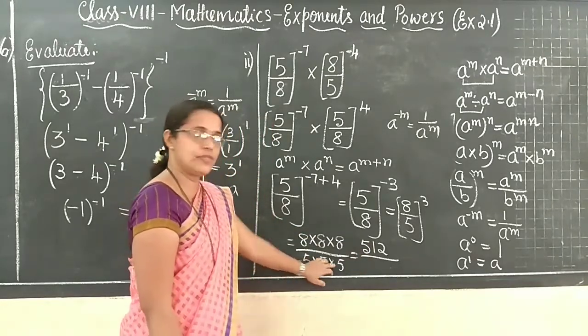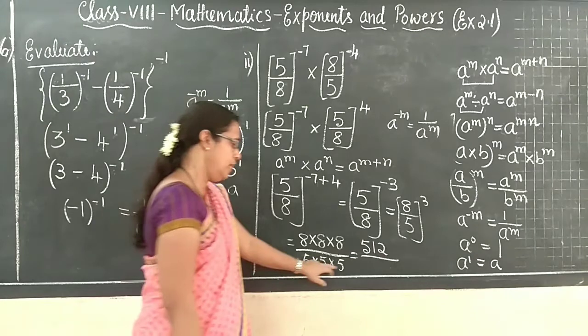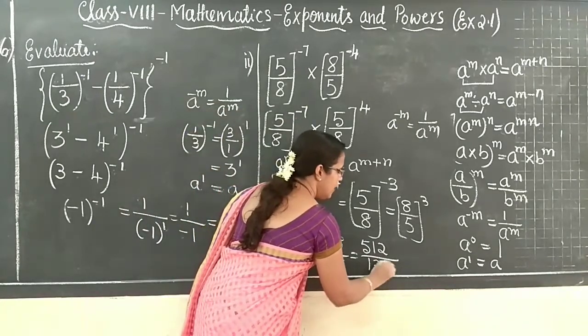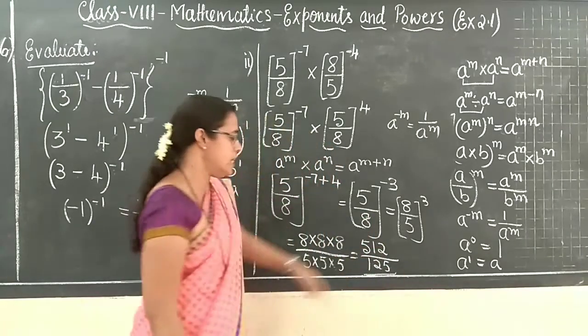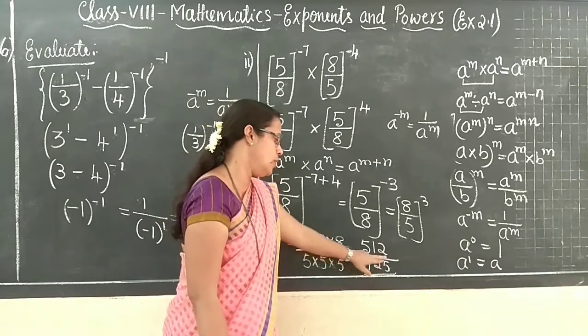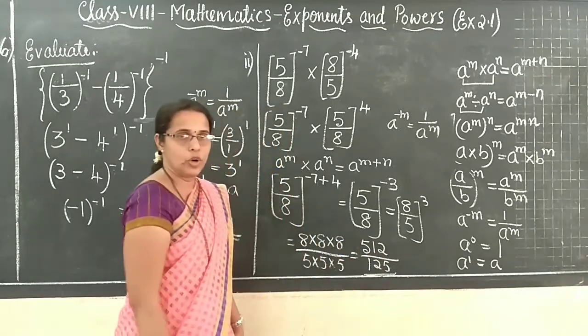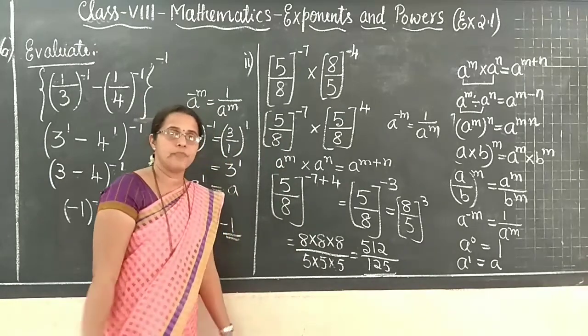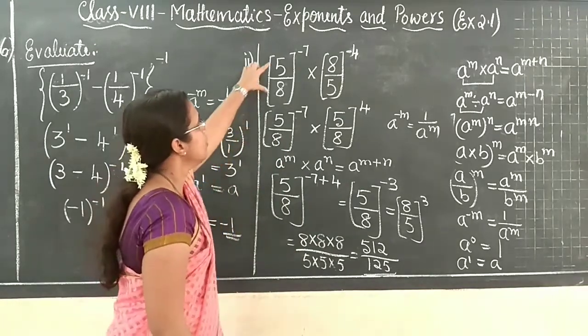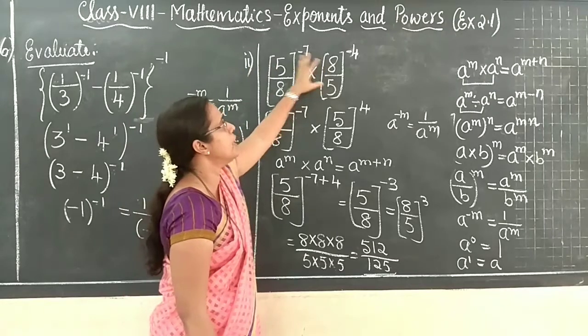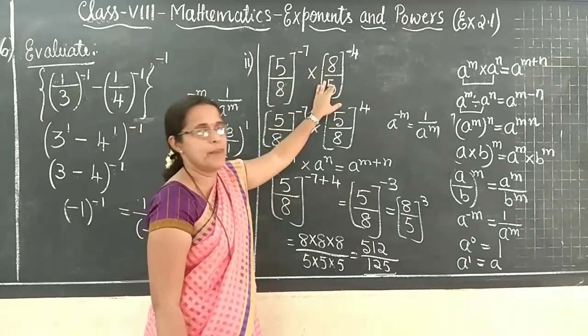5 cube is 5 5s are 25, 25 5s are 125. So what is the final answer? 512 divided by 125. Hope you all understood. See what step I followed here. 5 by 8 and 8 by 5, the bases can become same.